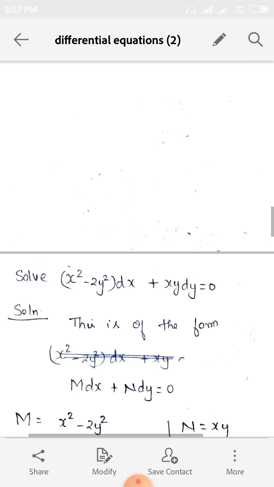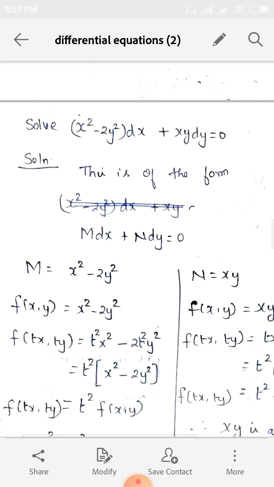Okay. See the next problem. Actually, this is a homework sum. Last class I gave the sum. Solve (x² − 2y²) dx + xy dy = 0. This is the given problem.